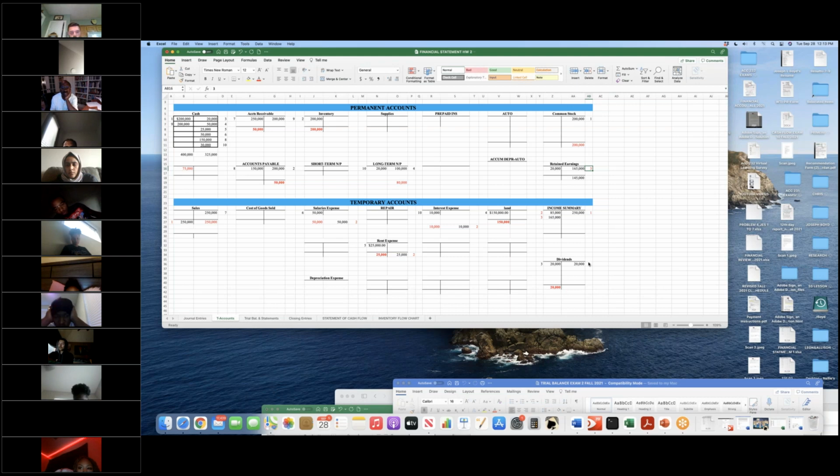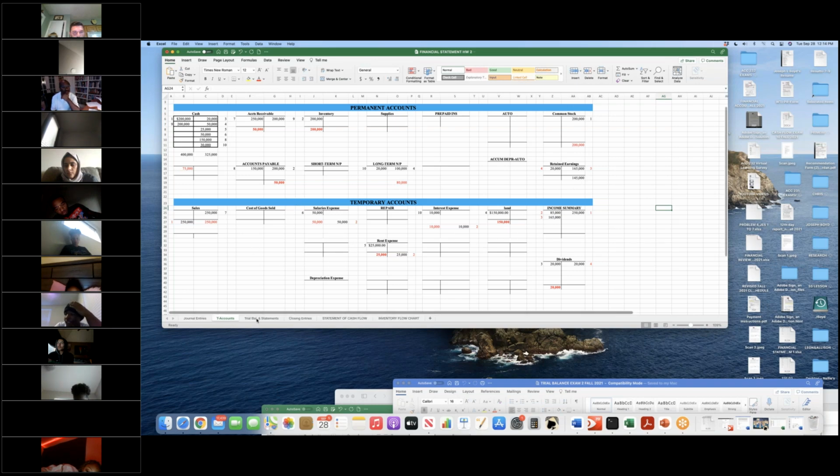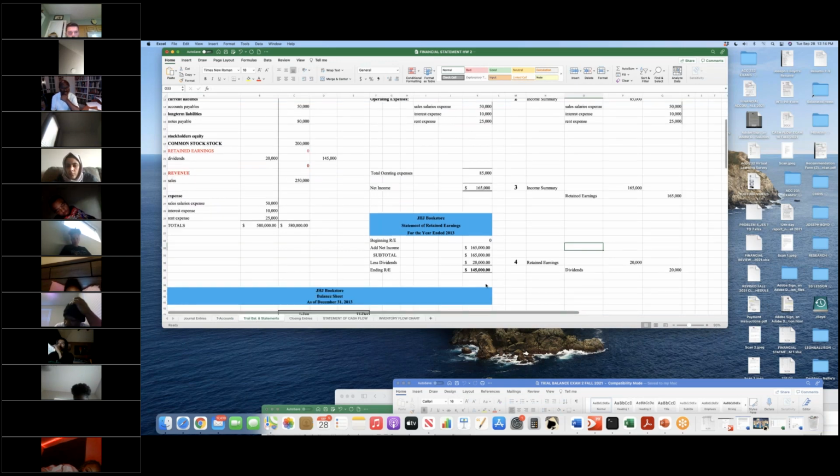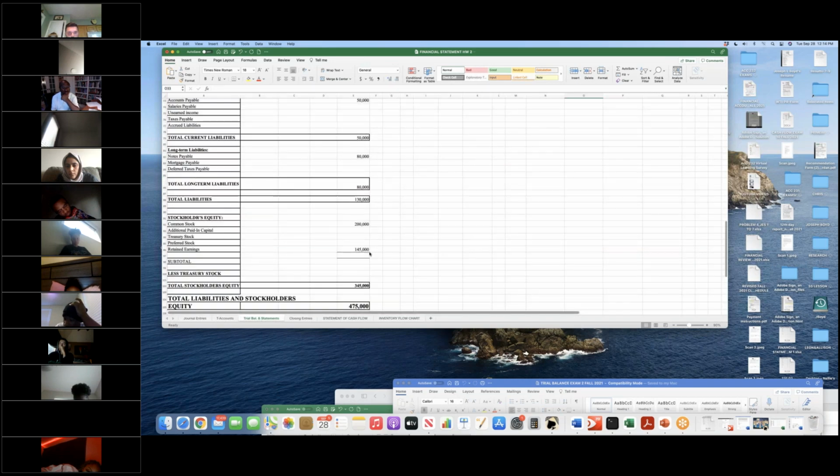So closing entry 4. So at the end of the day, when we post those closing entries, retained earnings goes from a 0 balance to 145, which is that balance on the statement of retained earnings, which is that balance on the balance sheet.